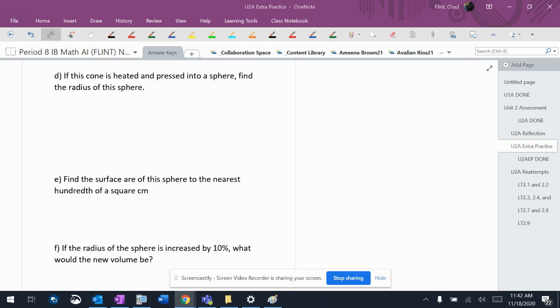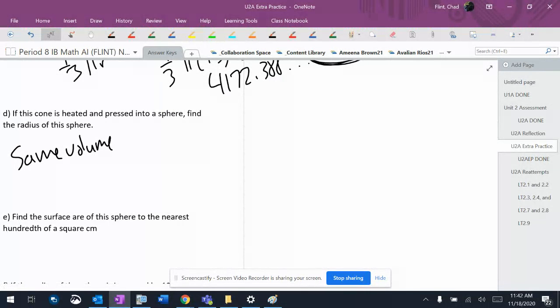So if the cone is heated and then pressed into a sphere, find the radius of the sphere. So that means that it's going to have the same volume. So the volume of a sphere is 4/3 pi r cubed. And I know that the volume is 4172. And it wanted me to round to the nearest number, so I'm going to round to that right there.